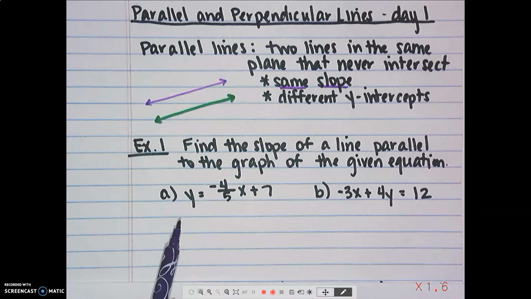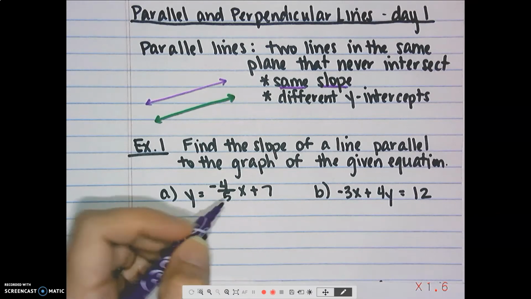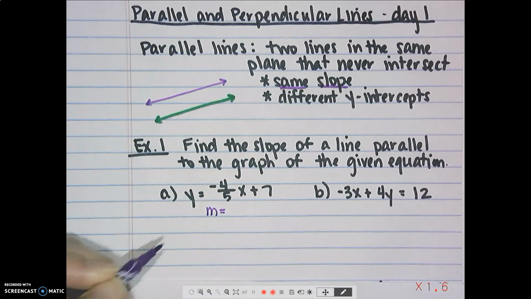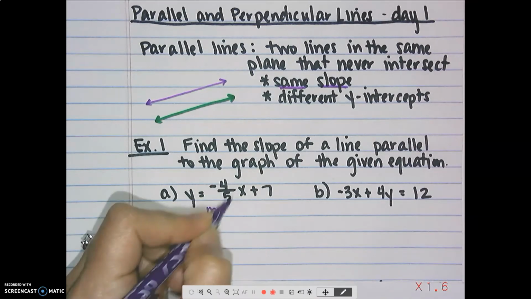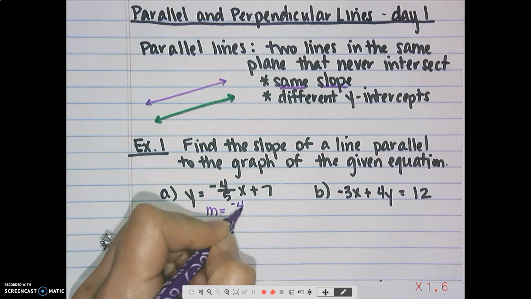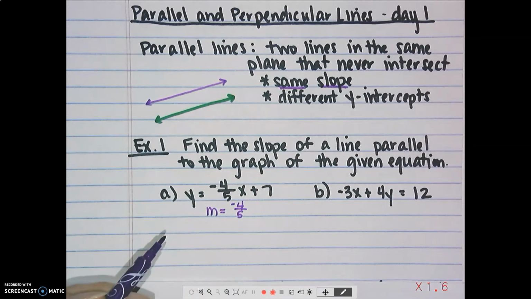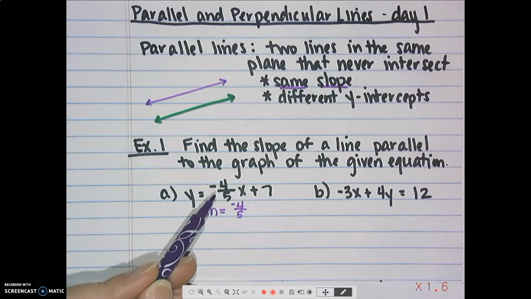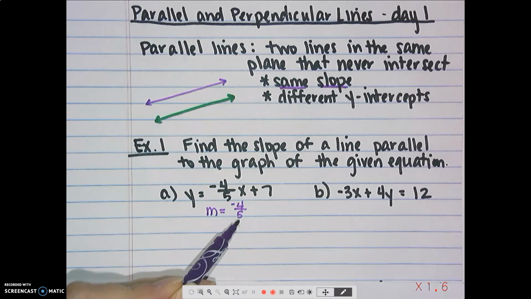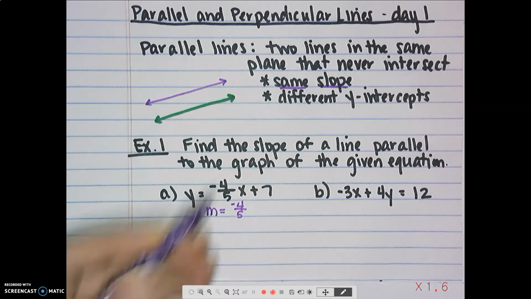So again, it's really important to know that we have the same slope if we're parallel. So when we have y equals negative 4/5 x plus 7, remember that for slope, we use the letter m, and so this is y equals mx plus b. So if we have negative 4/5 as our slope for the line given to us, then that means that our parallel line would also have a slope of negative 4/5.